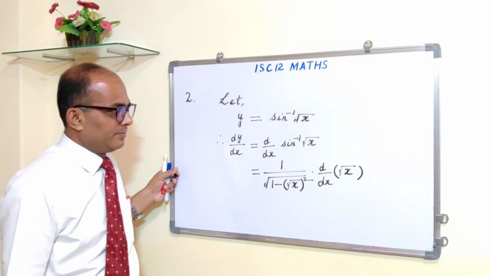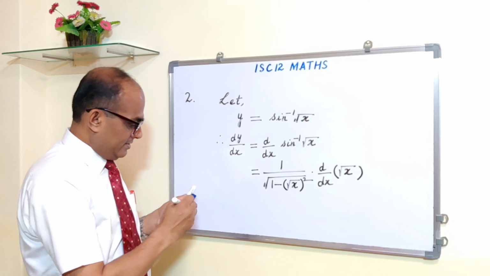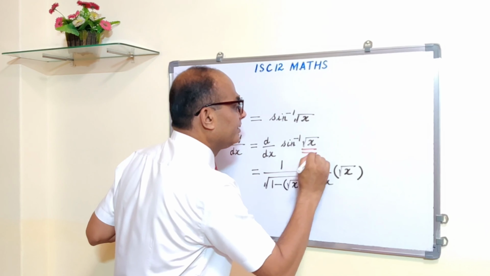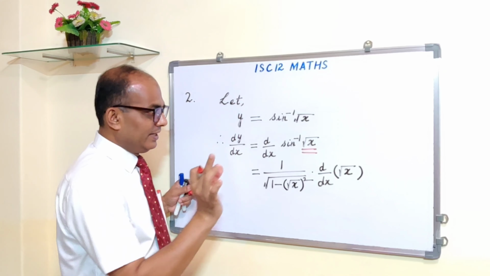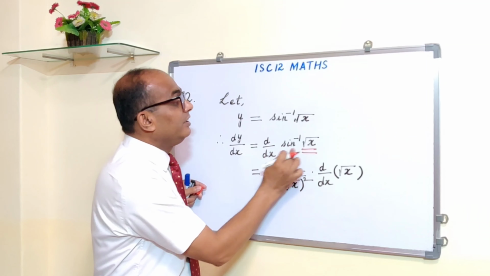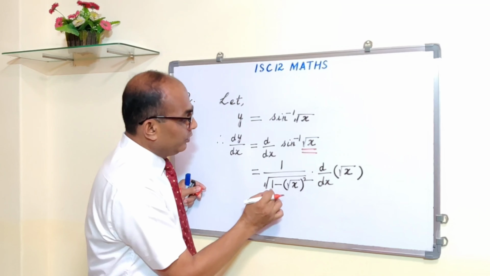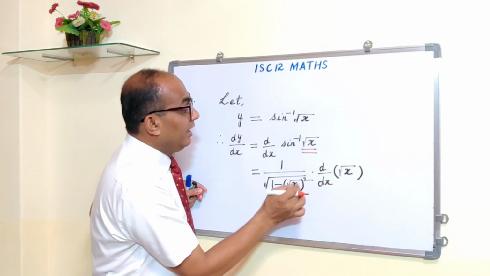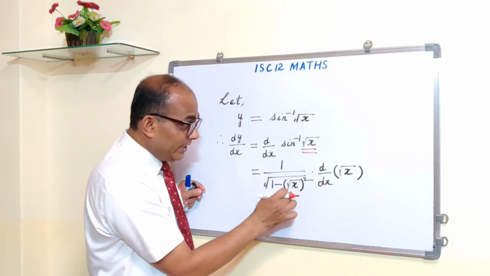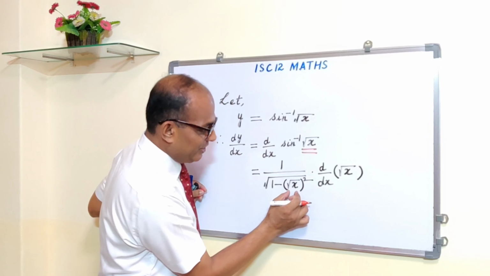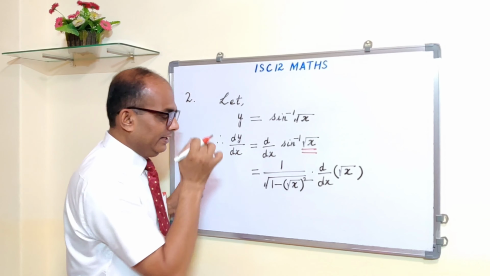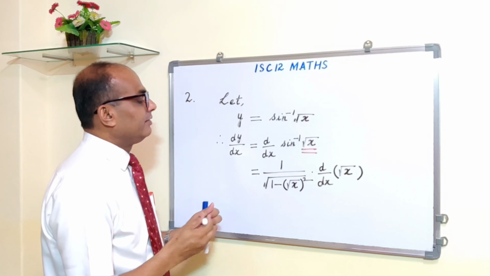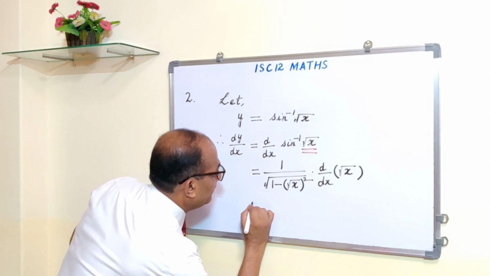First method. We consider this root x as x, and we are applying the formula sine inverse x, 1 over root 1 minus x square, but x means root x, and since it is not x, it is root x, so we once again differentiate this root x, d/dx of root x. Fine? Clear?